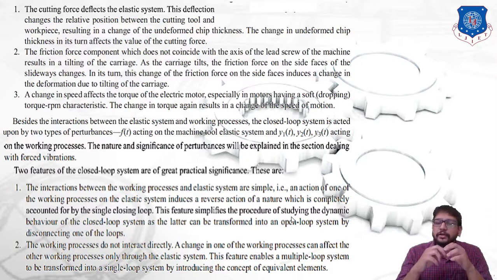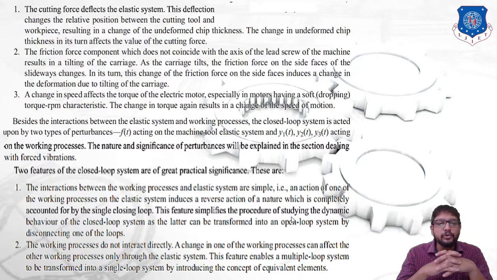The working process is acted upon by two types of parameters, that is Ft, which is acting on the machine tool elastic system, and second, deflections, that is y1(t), y2(t), y3(t), acting on the working processes. The nature and significance of these parameters is explained in the section dealing with forced vibration.